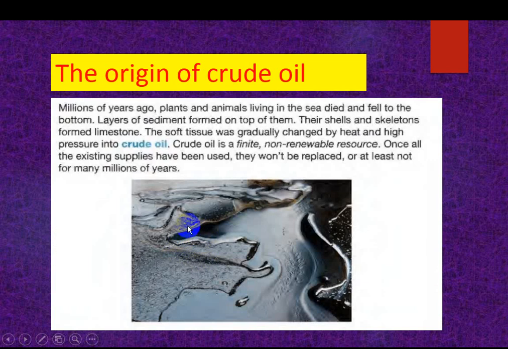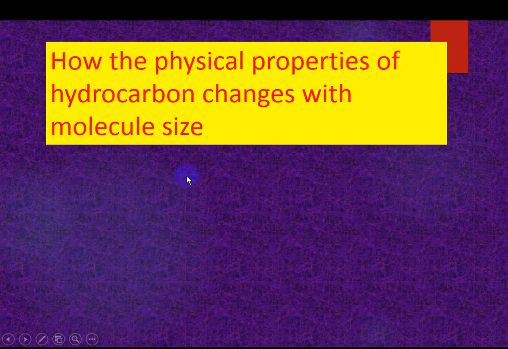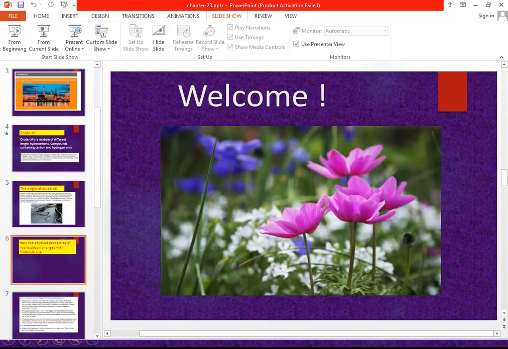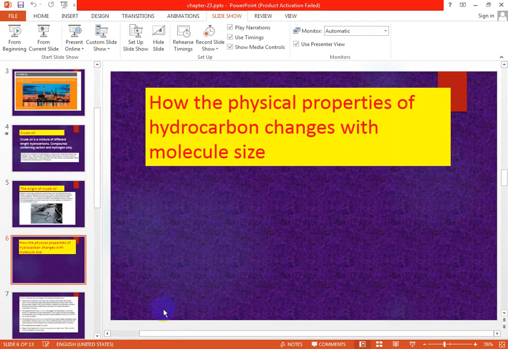How crude oil is formed, I have discussed already. Now, how the physical properties of hydrocarbons change with molecule size. I have to show these things in a figure.